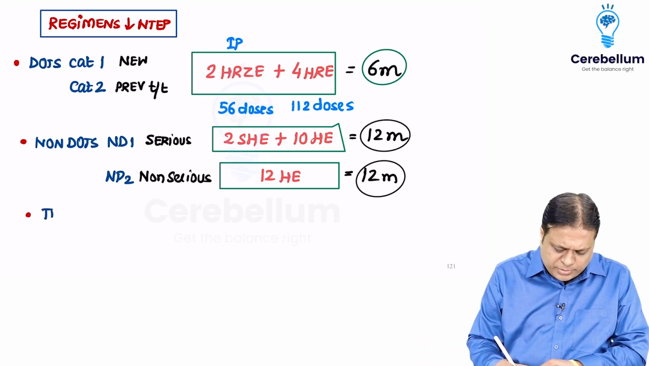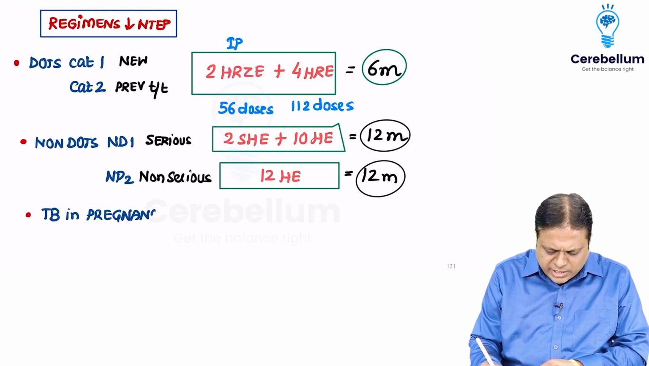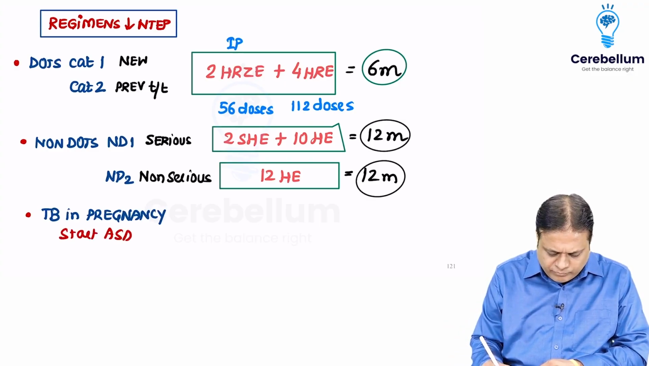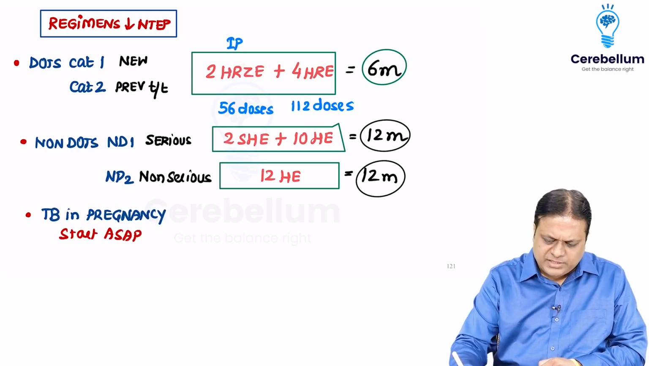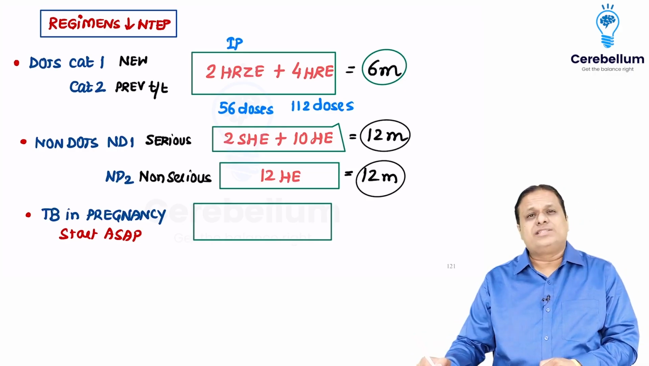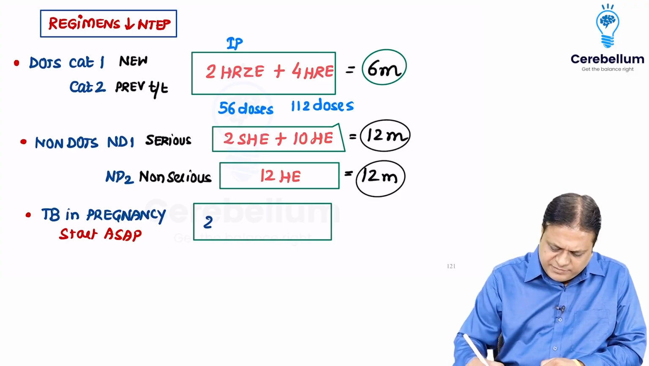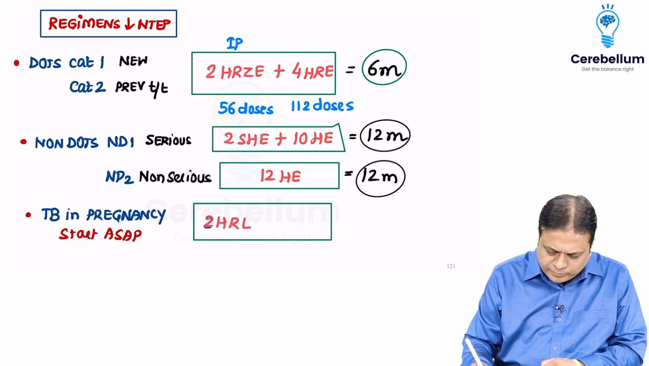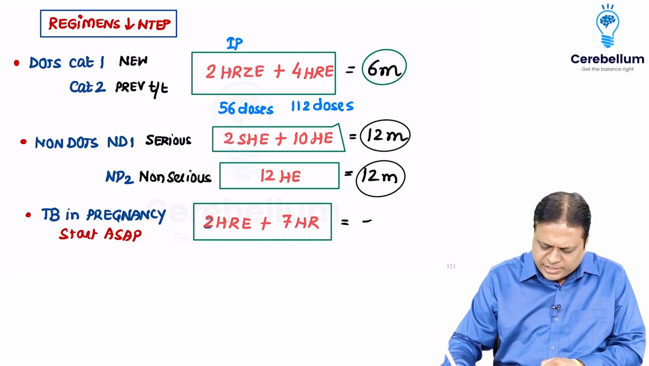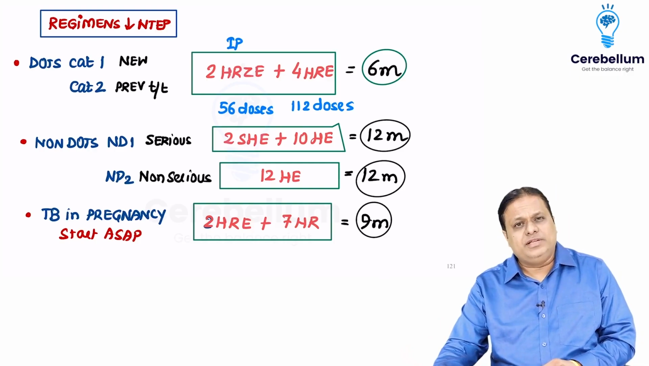When we look at tuberculosis in pregnancy, the rule is start ATT as soon as possible, even in first trimester. Even this has now been made a standard regimen in our country. What is that? We give 2 months of HRE and 7 months of HR. Total duration of treatment is 9 months, which does not depend on time of diagnosis or delivery.